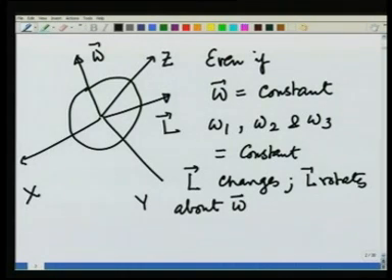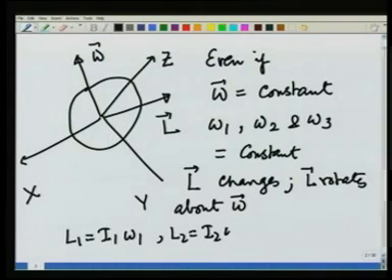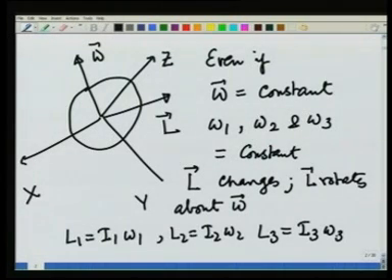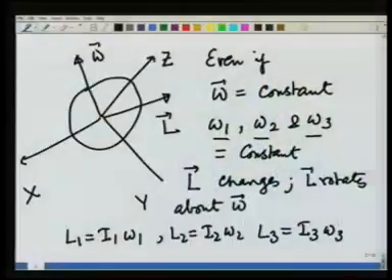About omega. Why does it do so? Because L1 equals I1 omega 1, L2 equals I2 omega 2 and L3 equals I3 omega 3. All three are constant because omega 1, omega 2 and omega 3 remain constant, but the principal axes are themselves rotating. So these components, although they are fixed, are rotating, and therefore L itself rotates about omega.